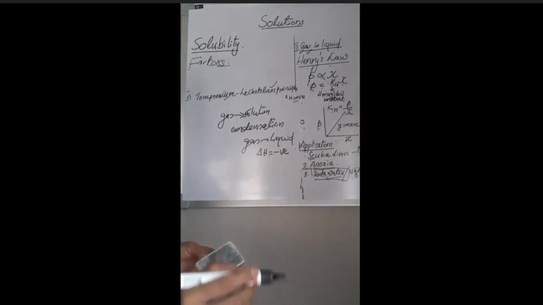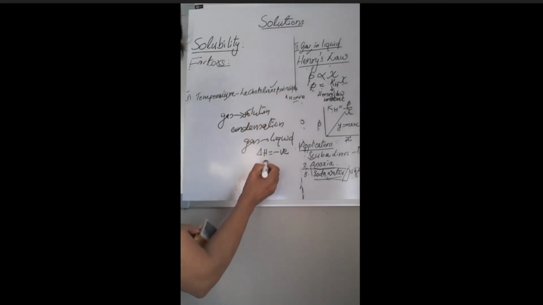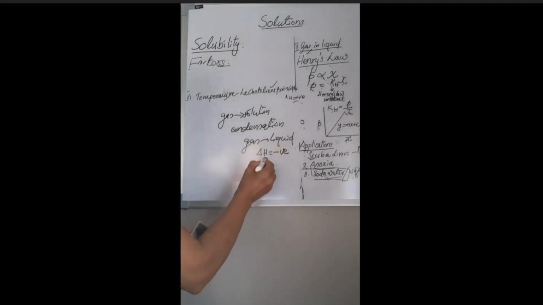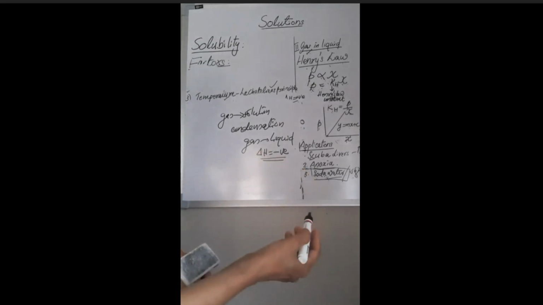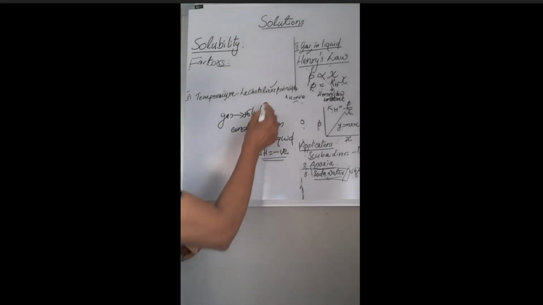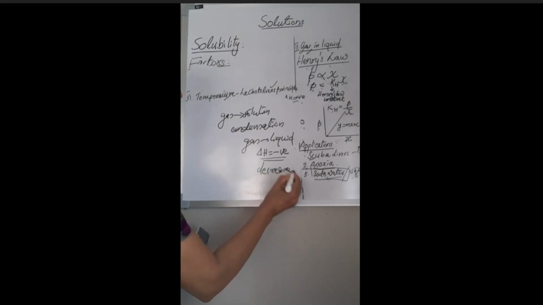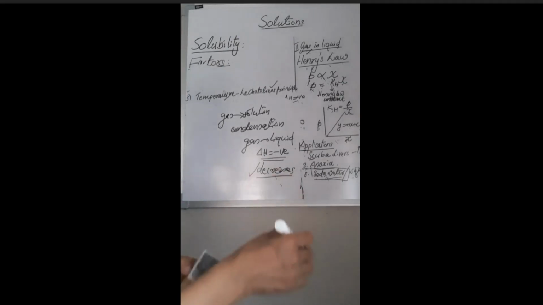So the process is exothermic, and hence we can very easily apply Le Chatelier's principle here to the dissolution of gas in liquid. Since the process is exothermic, when temperature increases, the solubility of the gas in the liquid decreases. So with increase in temperature, the solubility of the gas in the liquid decreases, since the dissolution process is an exothermic process.